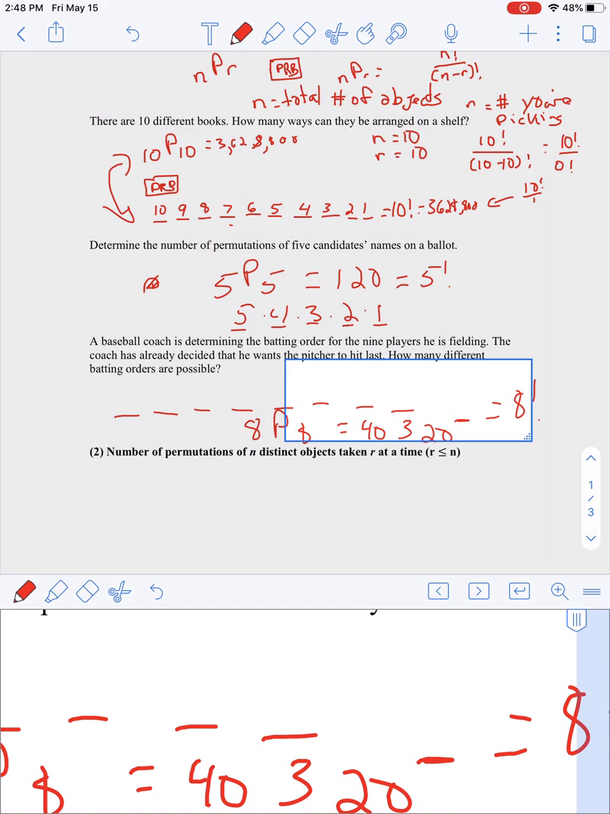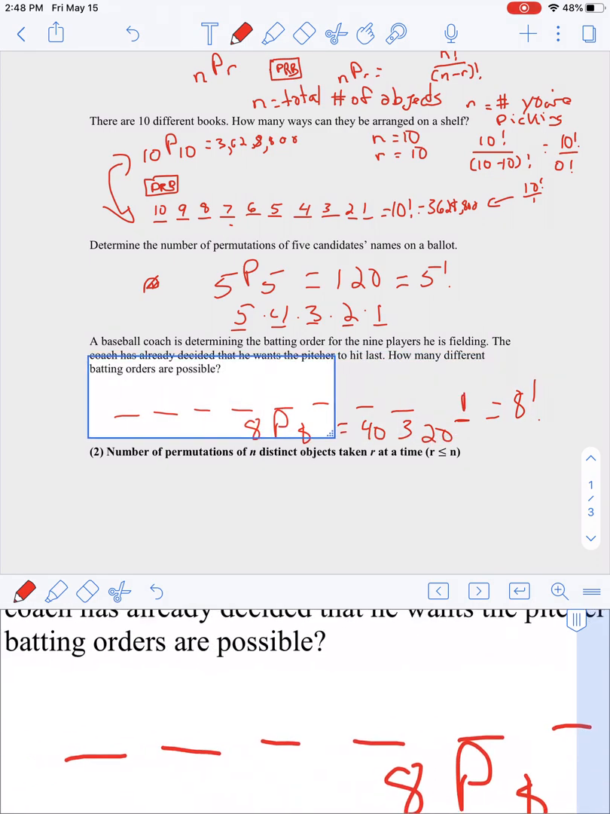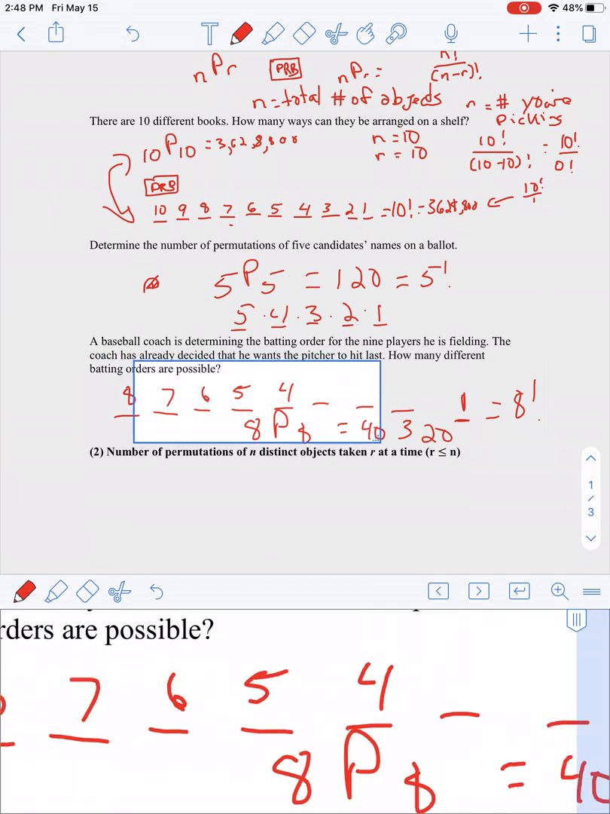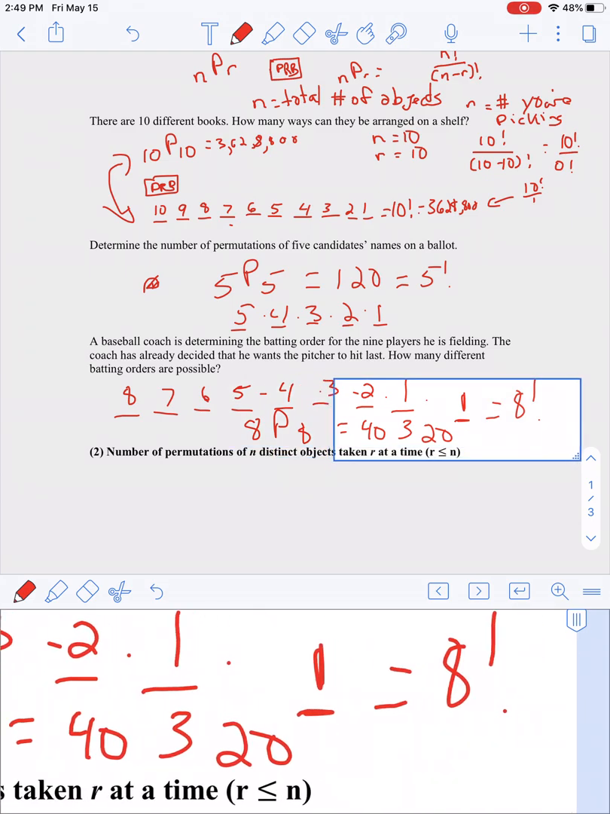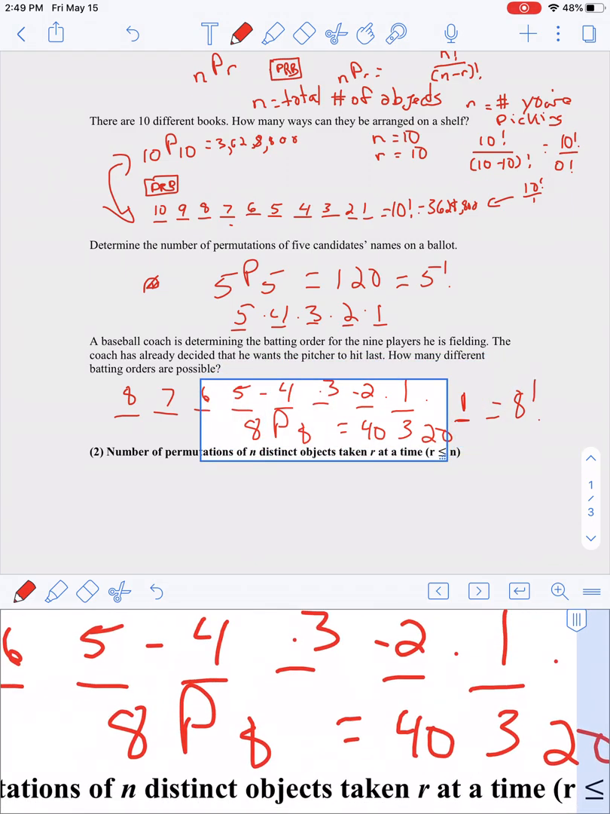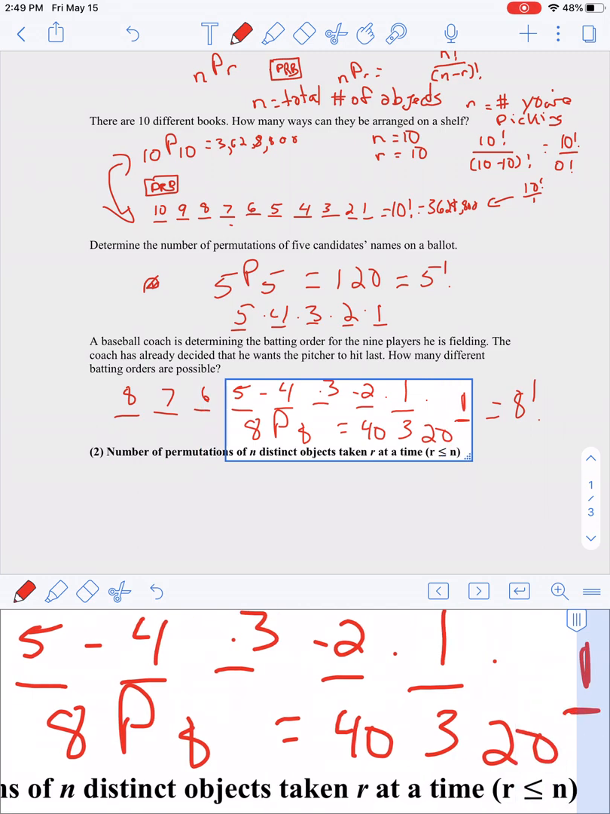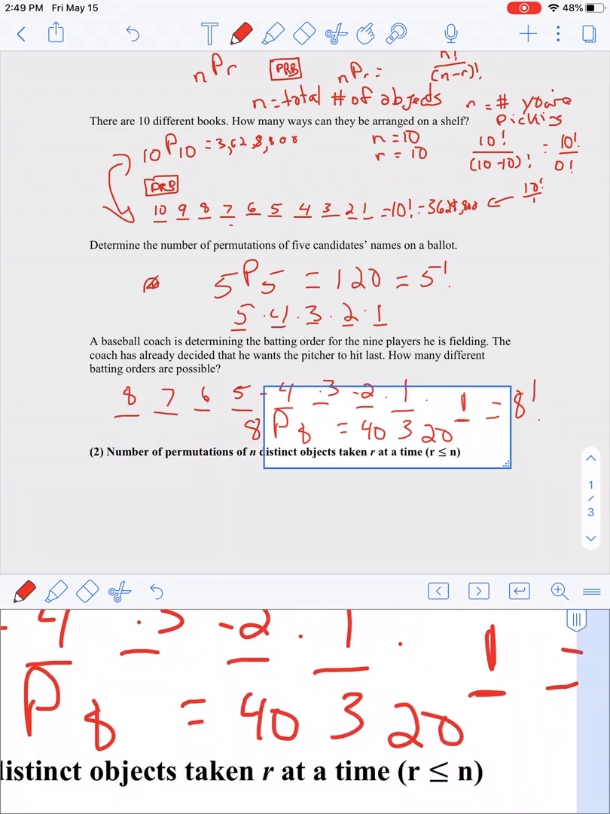How many choices do you have for there if it's the pitcher? You have 1. And then you have 8 choices left over for your first batter. 7, 6, 5, 4, 3, 2, 1. You multiply all those together, you're going to get 8 factorial, which is actually 8 picking 8, 40,320. Okay?